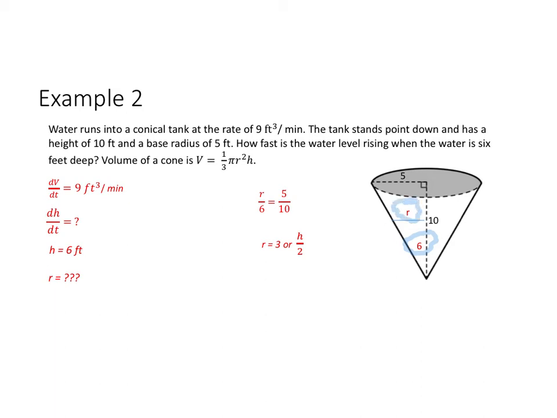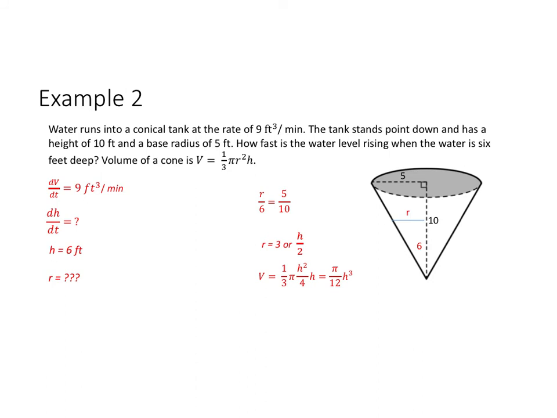Notice we've got two similar triangles here. So basically, r over 6 is going to equal 5 over 10. Or in other words, r is equal to 3, or in terms of h, it's equal to h over 2. Because we don't want to just say r is equal to 3, since we don't have dr/dt, but we do have dh/dt. So we want r in terms of h, and as you can see, r is equal to h over 2.